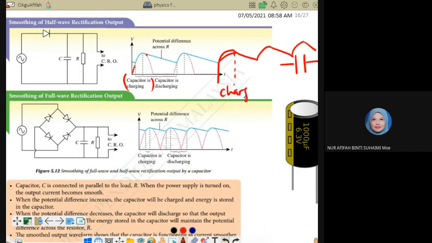Okay, so yang dekat sini dia charge. The capacitor charging. And bila dia turun, yang turun, kawasan turun ni adalah discharge. Okay, discharging. So graph dia tak adalah smooth macam direct current, tapi dia make it smoother a little bit. Okay, yang bukit-bukit tadi dia smoothkan sikit. Alright.